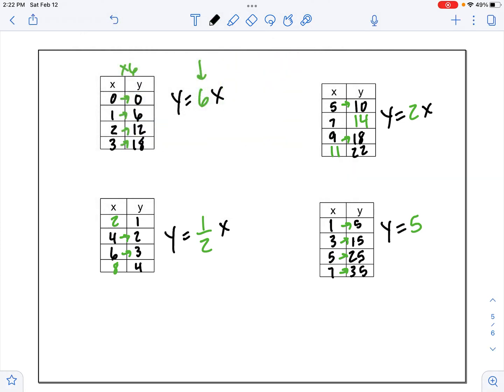So in your assignment today, you're going to be looking at tables of values, and deciding what the k value is, or the constant of proportionality that makes that table true. And then that becomes the k value in your equation y equals kx.